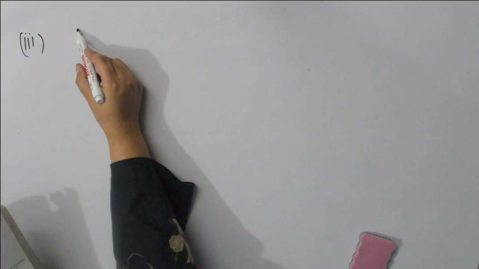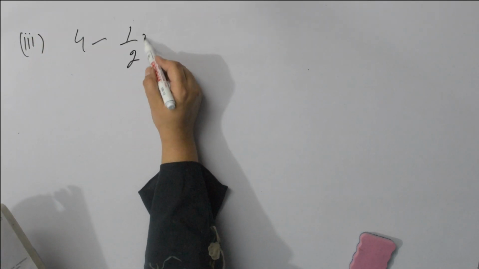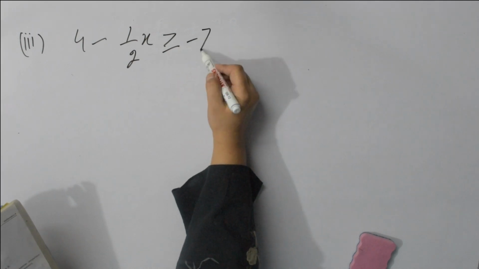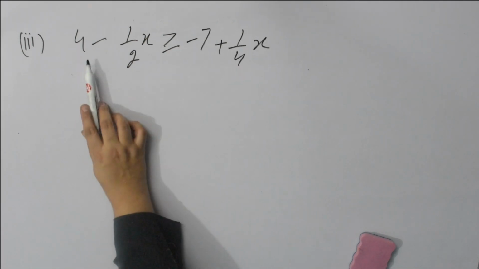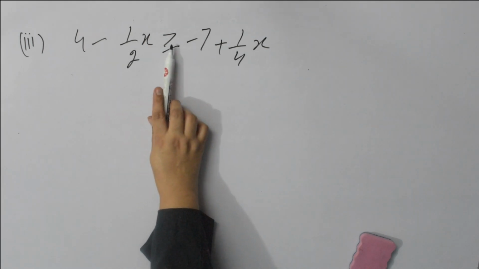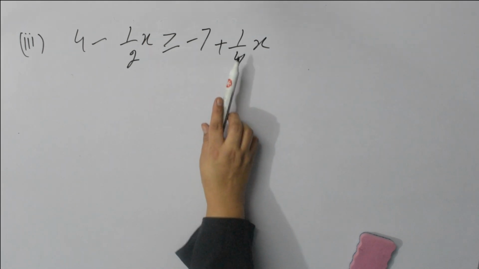Second part, okay. What is its no, second is easy, you will do it yourself. I am doing its third part. Third part is 4 minus half of x is greater than or equal to -7 plus 1 by 4 x.